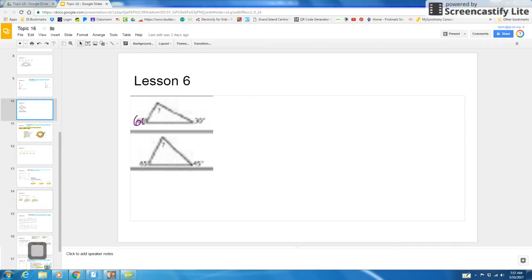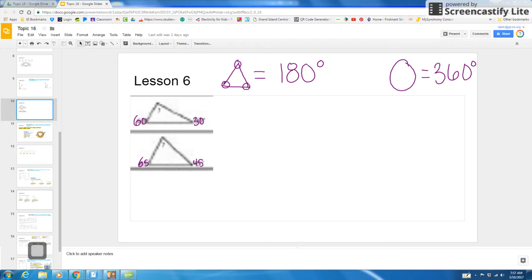Okay, I'm going to number these because I know they're a little hard to see. A triangle is always going to be equal to a total of 180 degrees, just like our circles are always going to be equal to 360 degrees, okay? Because it's a full circle. What this means is that these three angles in a triangle will always add up to 180 degrees.